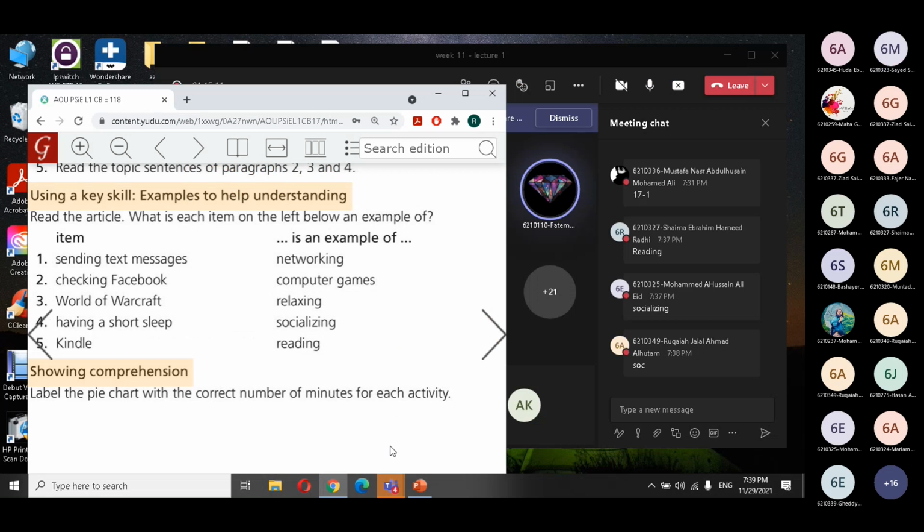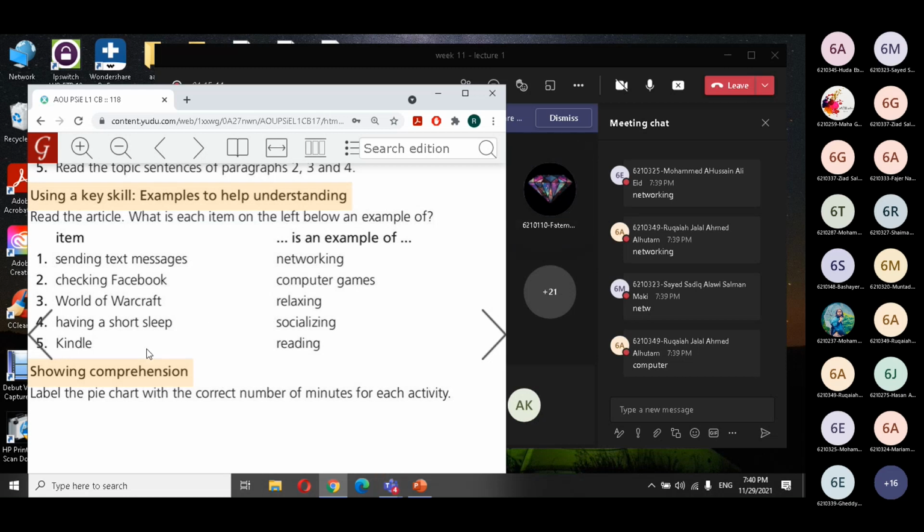Okay. Checking Facebook is a kind of what? Networking. World of Warcraft. Eating. Computer games. Yes, correct. Computer games. Having a short sleep is an example of what? Relaxing.